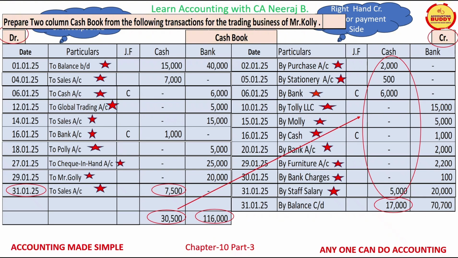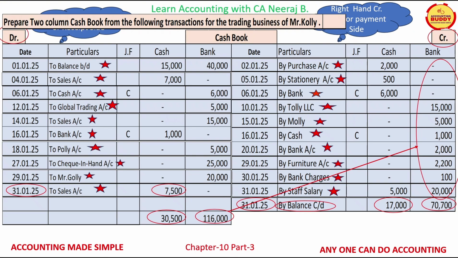the cash column. Similarly, if we deduct all the bank column transactions on the right hand credit side of the cash book from the total of the bank column on the left hand side, we are left with a balance of $70,700 in the bank column. These balances of cash in hand of $17,000 and cash at bank of $70,700 will appear on the right hand credit side of the cash book as on 31st January 25 by writing the words by balance carried down.